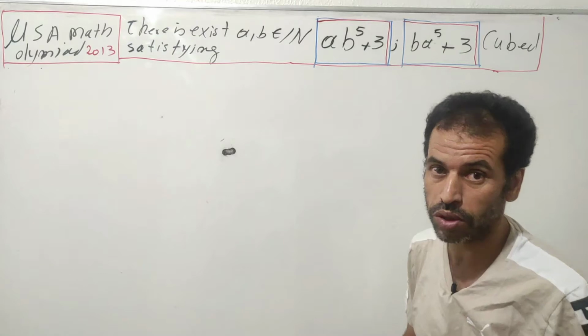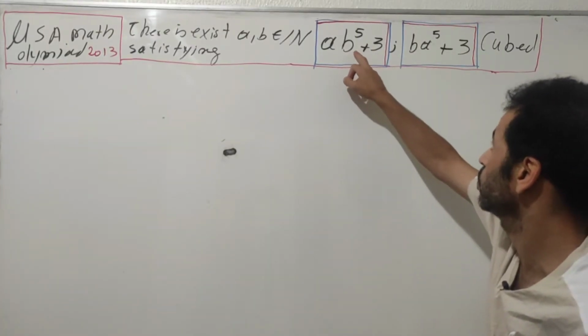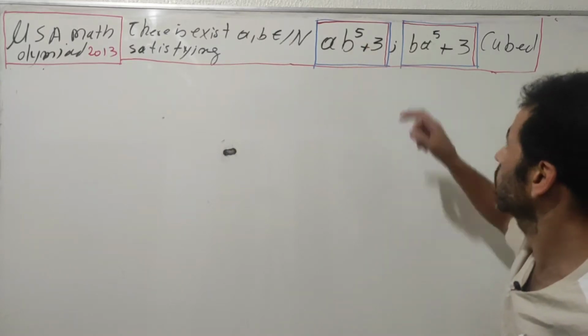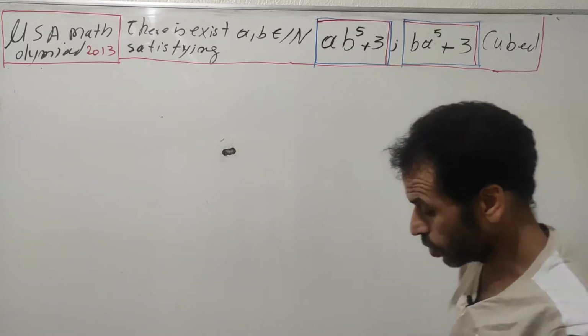We have similar equations. The only thing changed here is just the exponent. This one has b to the fifth power, and the other one has a to the fifth power. More normal, okay? So let's express that.